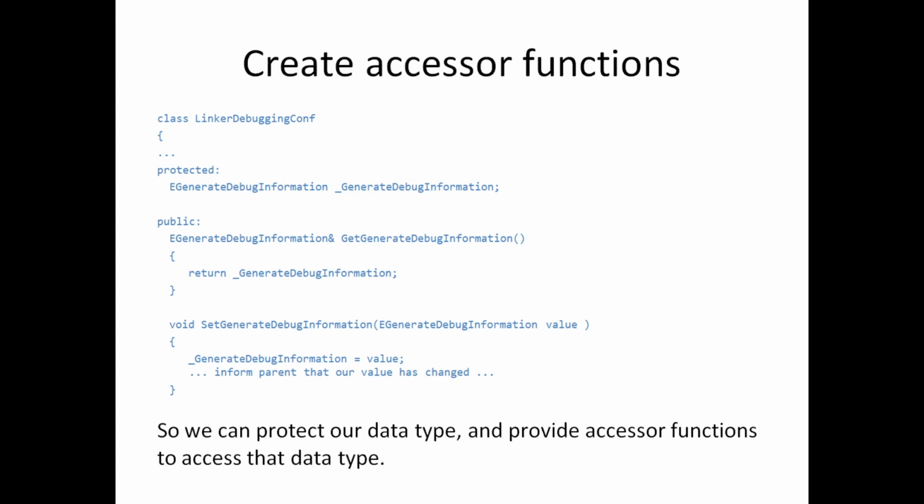And after that we could split it so that we will have a field. I have added an underlined prefix here, so we create generate debug information, and we create two accessor functions for getting or setting that field value. One of them obtains the field value, and the second one sets it. After it's set, we should have some function call to the parent that indicates that we have changed that value.